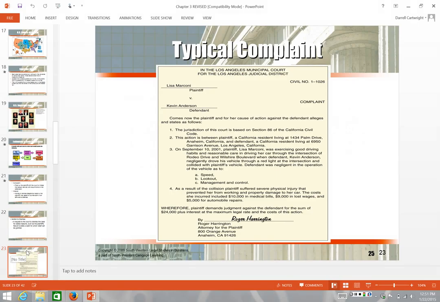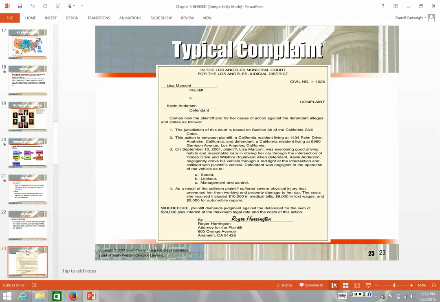Slide 23 has a typical complaint on there. I would tell you that's not necessarily a typical complaint, but it is a sample. It will have a caption where the court is identified, the name of the plaintiff and the name of the defendant. You won't see on the complaint a civil number listed because that number is assigned after it gets filed in.